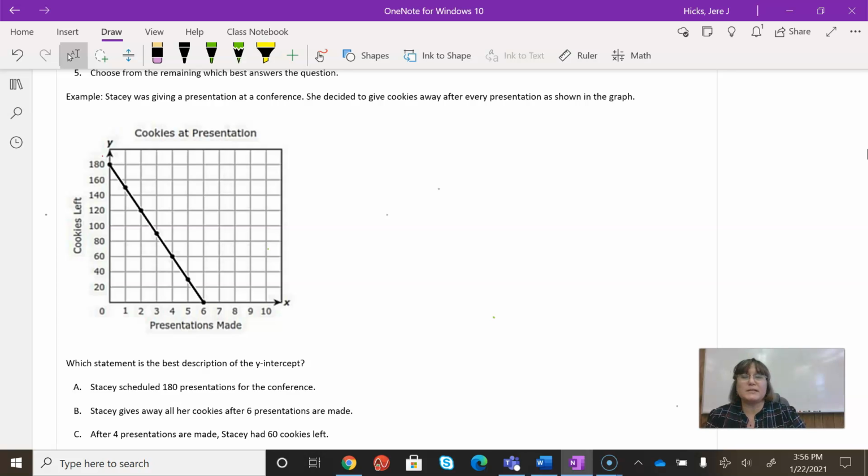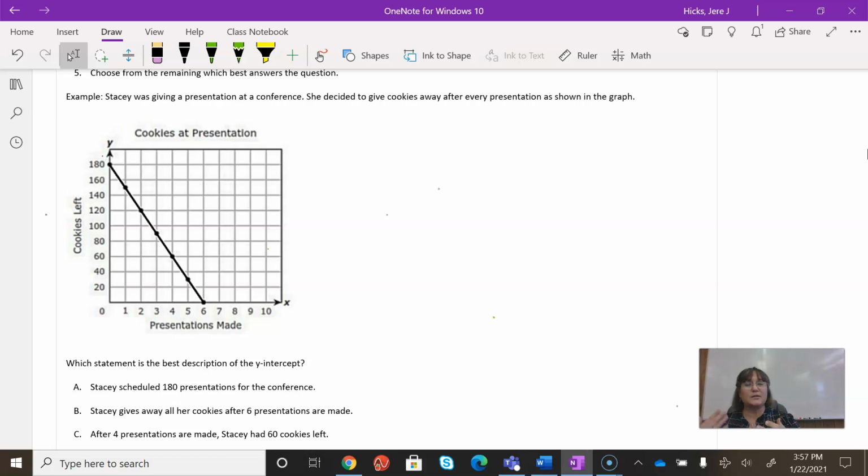Stacy was giving a presentation at a conference. She decided to give cookies away after every presentation as shown in the graph. Which statement is the best description of the y-intercept? Now, I'm not even going to focus in on the answer choices just yet, or even the question. I'm going to just get a general idea of what this is about.